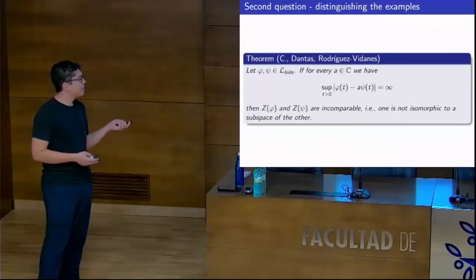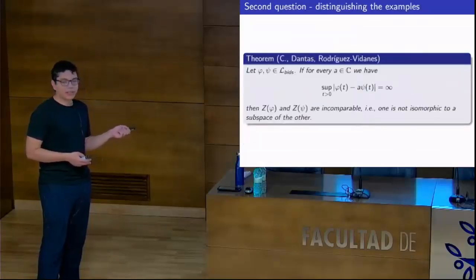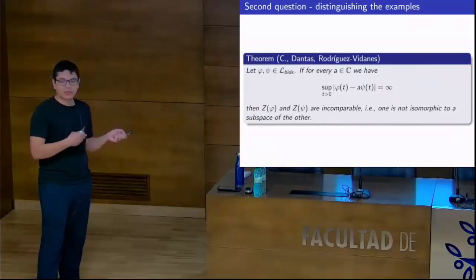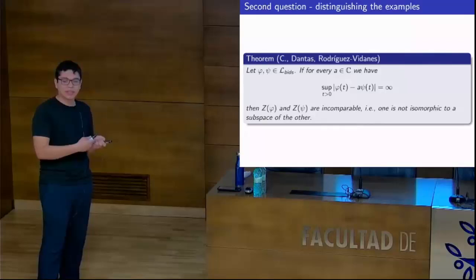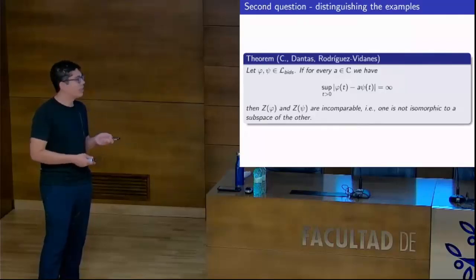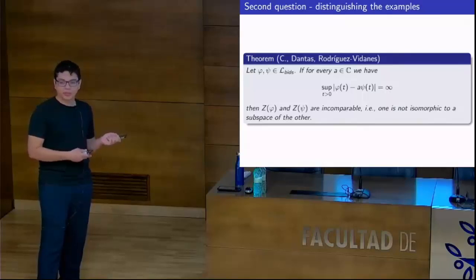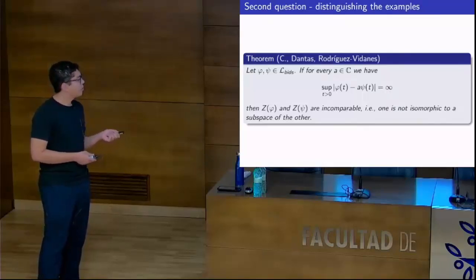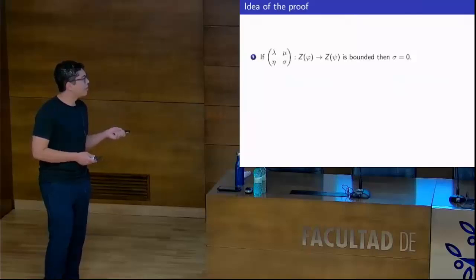this is our result. If phi and psi are in this set of functions that I defined here, and we have this condition that they are far apart, so for those who know the terminology, this means that the quasi-linear maps are not projectively equivalent, then the twisted Hilbert spaces are incomparable. And the idea of the proof is the following.